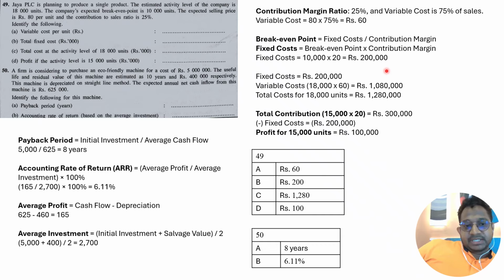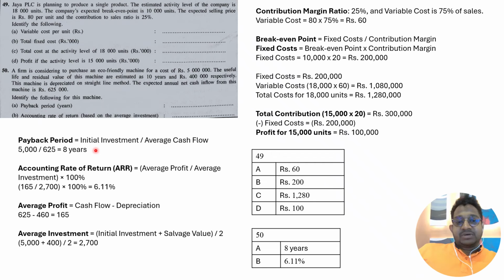And then the payback period, accounting rate of return, and the average profit and average investment. A firm is considering purchasing an eco-friendly machine for a cost of 5 million. The useful life and the residual value of this machine are estimated as 10 years and 400,000 respectively. This machine is depreciated on the straight-line method. So for the payback period, the expected net cash flow is given as an average value. The initial investment divided by the cash flow of each year gives the payback period of 8 years.